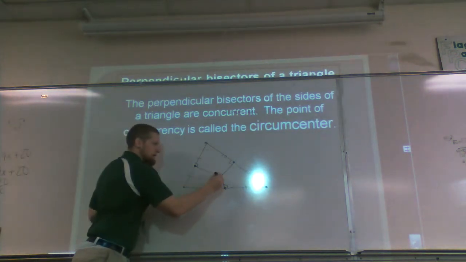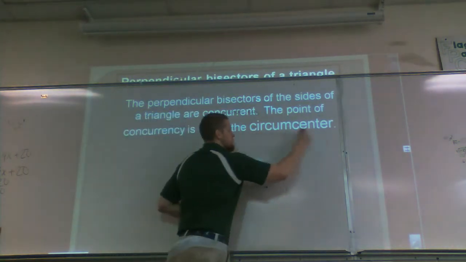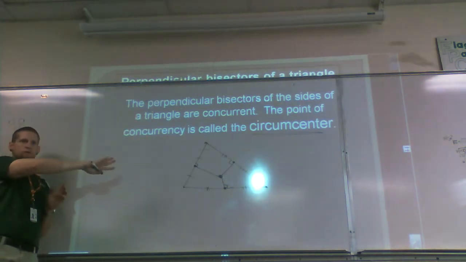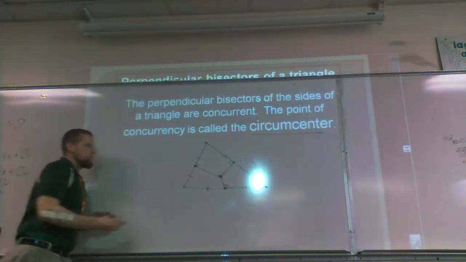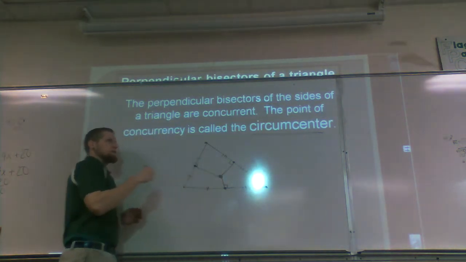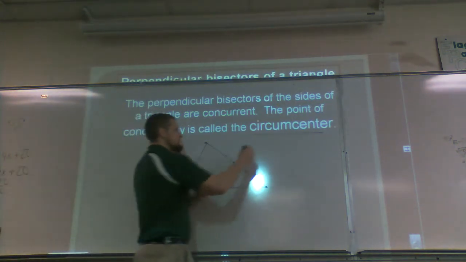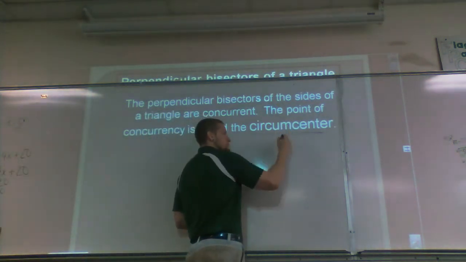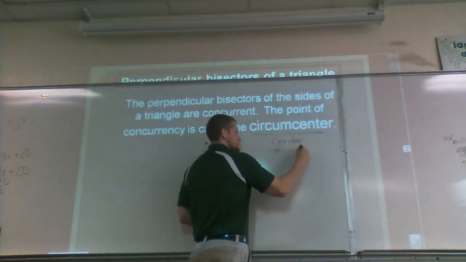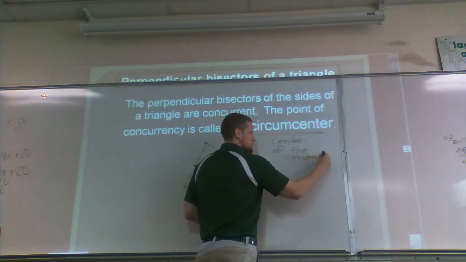This point where they intersect is a point of concurrency, but this word right here is a more defined word for that point. So this point, when you have all the perpendicular bisectors intersect, that thing's called a circumcenter. Now, the reason they name it that way is that this point is the center of the circumscribed circle.